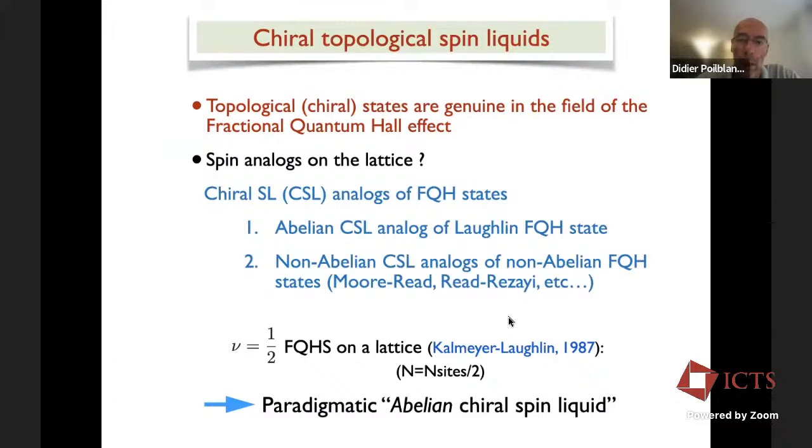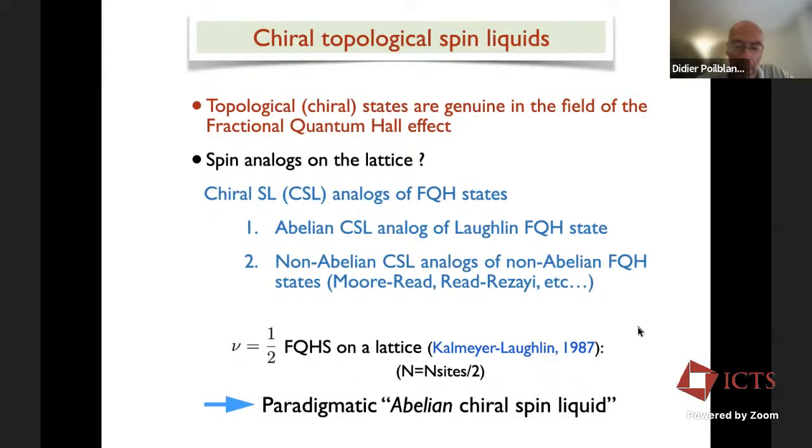So what are topological chiral spin liquids? We can make an analogy with the physics of the quantum Hall effect. In this field there are many topological chiral states, and the idea is that there could be similar states in quantum spin systems on the lattice. There will be analogs of the fractional quantum Hall states, and hence we could have two classes. One class would be the abelian case, which would be the analog of the Laughlin state. And there would be more exotic non-abelian chiral spin liquids, which would be the analog of their counterparts in fractional quantum Hall physics, for example the Moore-Read or Read-Rezayi states and so on.